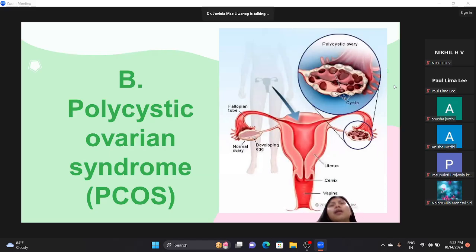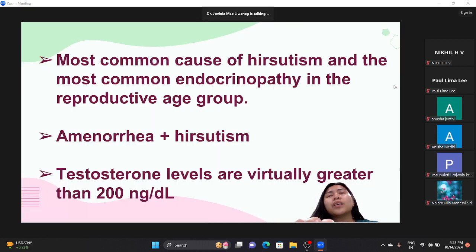So this one, the more common one, PCOS, polycystic ovarian syndrome. So what is polycystic ovarian syndrome? PCOS is the most common cause of hirsutism. Remember that. PCOS is the most common cause of hirsutism and the most common endocrinopathy in the reproductive age group. So what is PCOS? It's basically amenorrhea plus hirsutism. Testosterone levels are virtually greater than 200 nanogram per deciliter. So that's the testosterone level of PCOS.